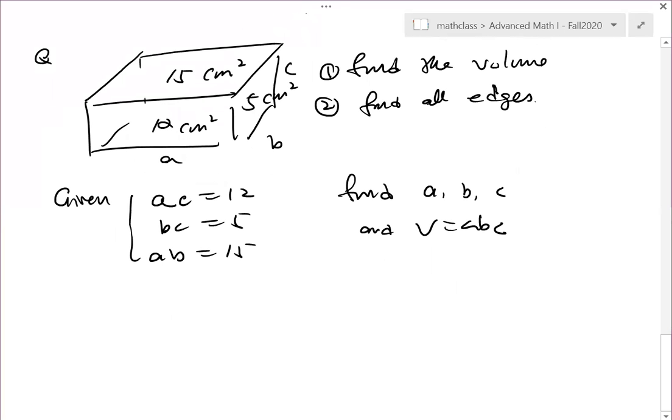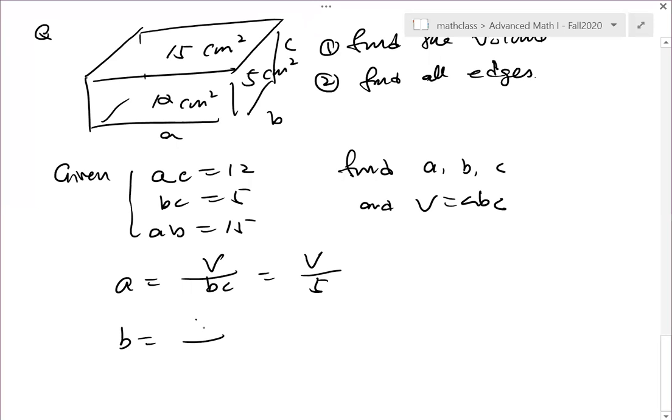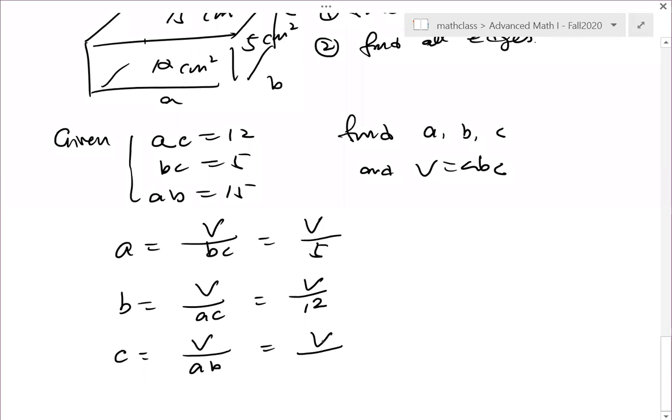What I'm trying to do is find the volume first, because A is going to be the volume divided by BC. You already know BC is 5, so volume divided by 5 gives you A. And B is going to be volume divided by AC, so AC is 12. C is the volume divided by AB, so AB is 15. So as long as you find the volume, you are able to find the individual edge lengths.